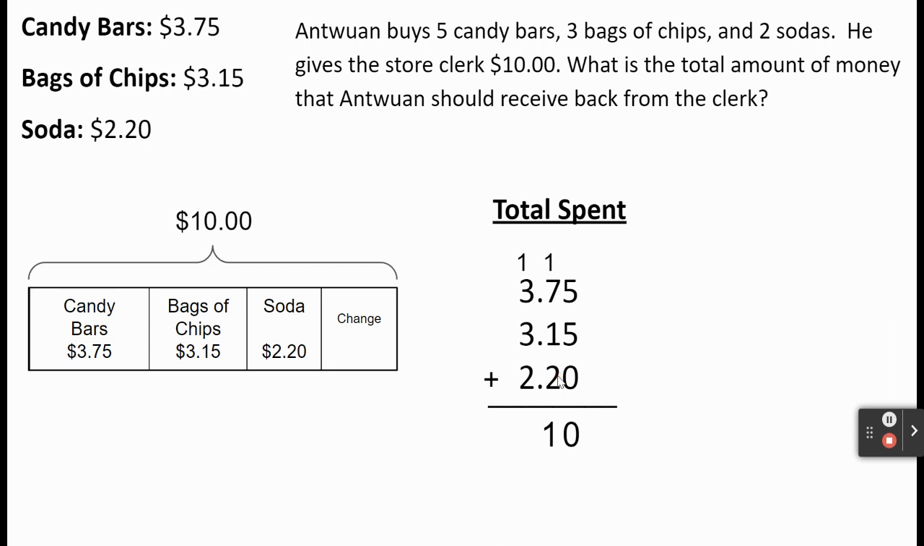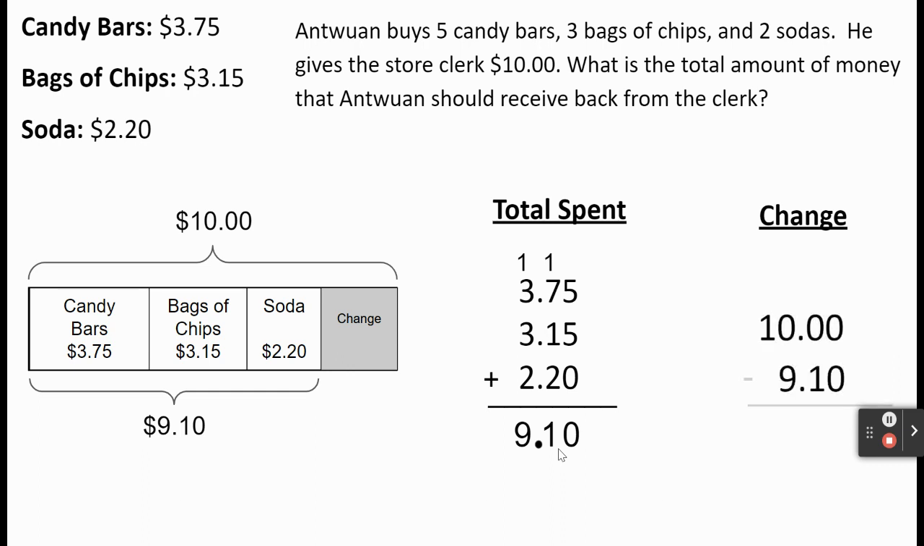Now let's add the ones place. 1 plus 3 is 4, plus 3 is 7, plus 2 is 9. The decimal point goes between the ones and the tenths place. So for all of the items added up, Antoine spent a total of $9.10. We can now subtract this from $10 to figure out how much change he got back. So let's subtract 10 minus $9.10.